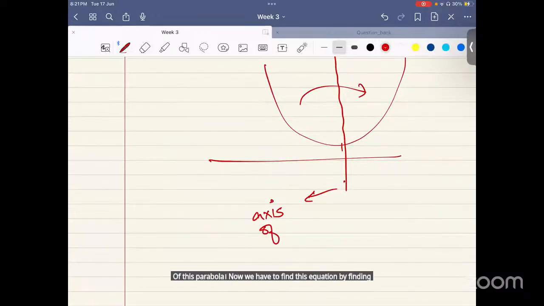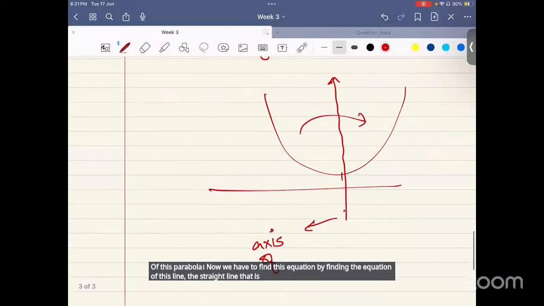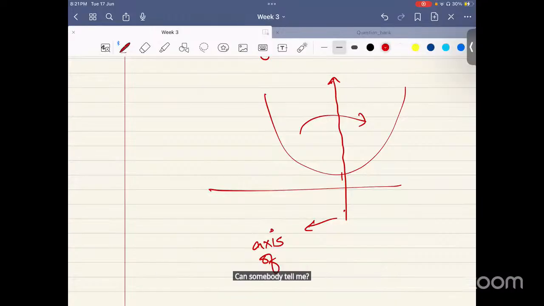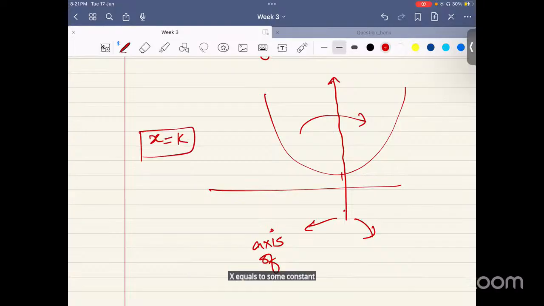Now we have to find its equation. By finding the equation of this straight line, that is generally what we call the axis of symmetry. Can you just tell me the form of the equation of this line? If any straight line is parallel to the y-axis, what do you think? x equals a. x equals some constant. Yeah, correct, that's absolutely right.